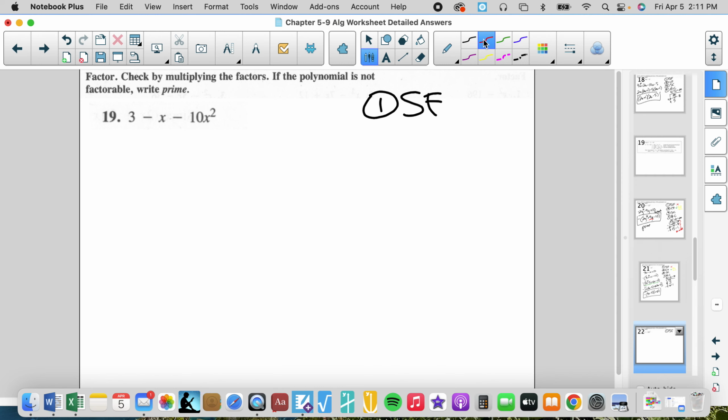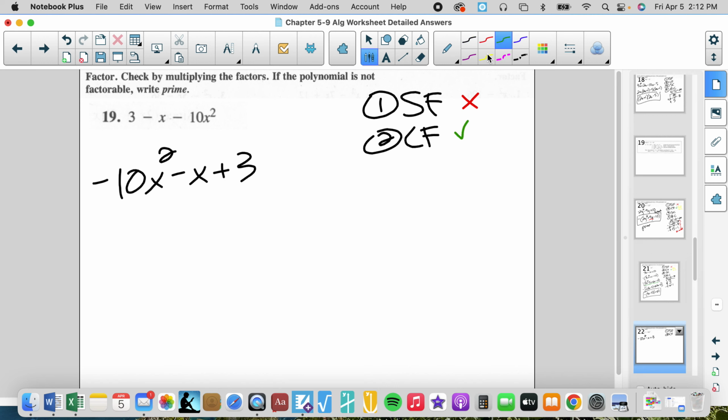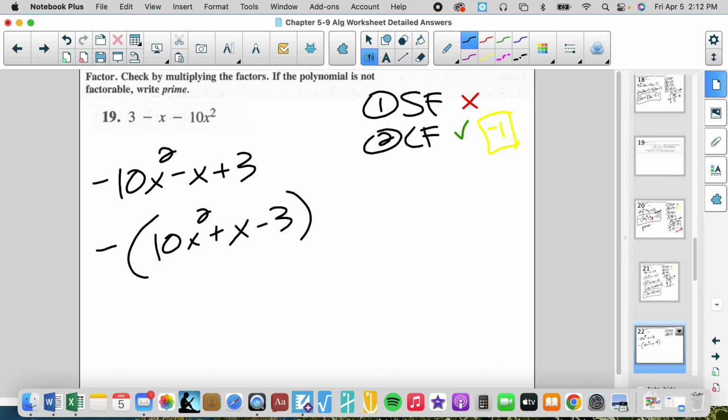Standard form? No. Let's rewrite it in standard form. Negative 10x squared minus x plus 3. Is there a common factor? Yes, there is. There's a negative 1 that we have to factor out because our first term cannot start with a negative. So we factor out that negative. That gives us 10x squared plus x minus 3. Notice it changed the signs of all of the terms. Negative 10x squared became positive 10x squared. Negative x became positive x. Positive 3 became negative 3.